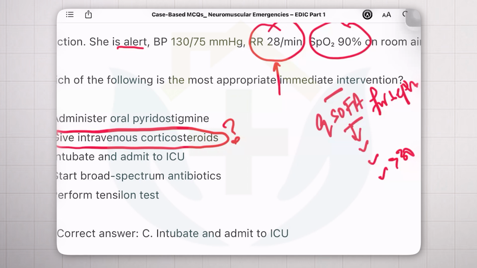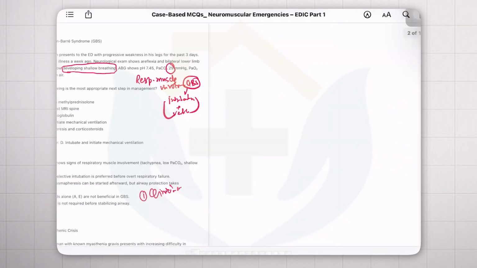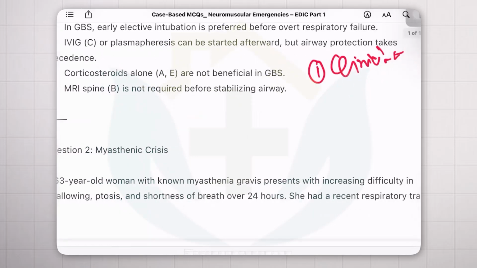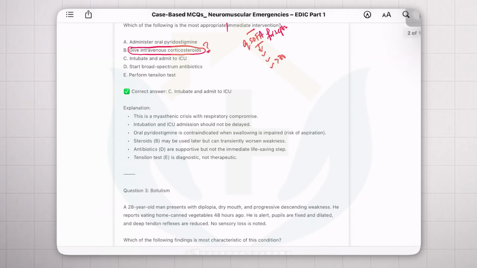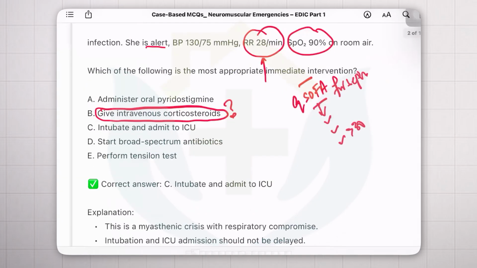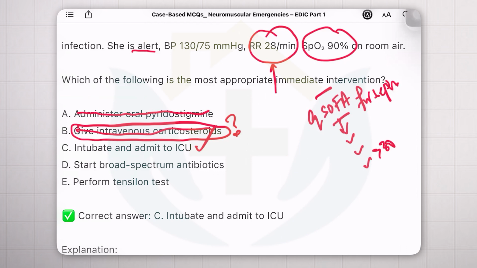Administering oral pyridostigmine is again contraindicated when the patient has impaired swallowing. See, she has a chief complaint of difficulty in swallowing. So dysphagia has set in. And if we give oral pyridostigmine to this patient, the patient might aspirate pyridostigmine into their respiratory airways. So one is wrong, second is wrong. Intubation is the right answer.